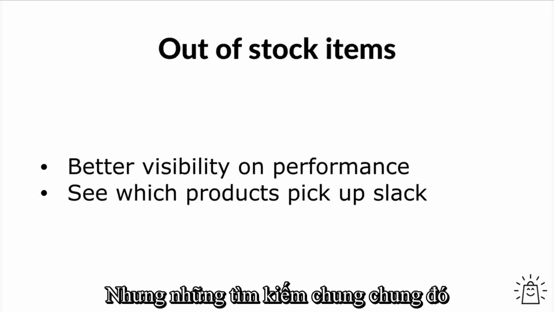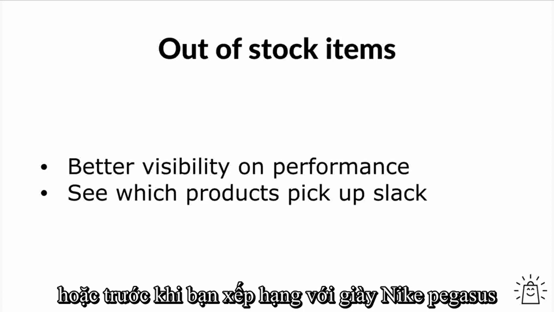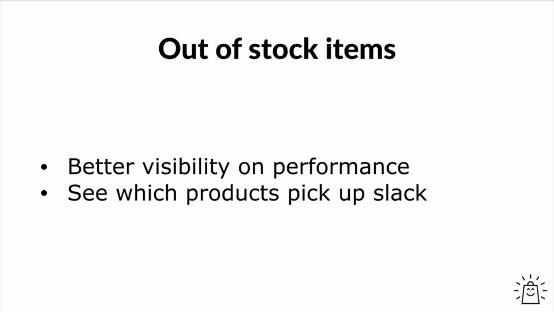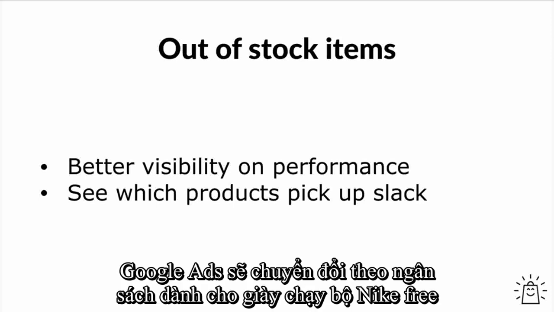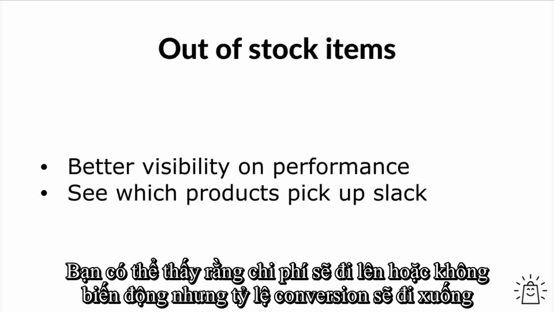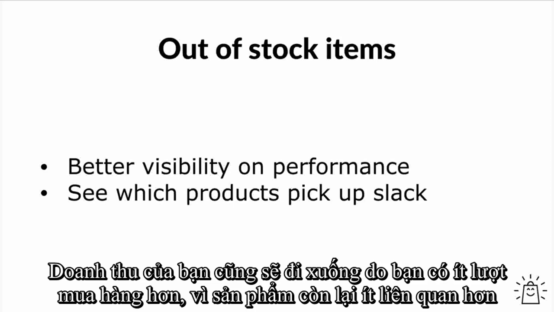But those generic searches, well, before you were ranking with that Nike Pegasus shoe that was doing very well, but since that's not available anymore, Google Ads will shift some of that budget to the Nike Free running shoe, and that might not be optimal. You can see that the cost is going up or staying flat, but the conversion rate goes down, and your revenue also goes down because you're making less sales, because the products that do remain are less relevant for you.